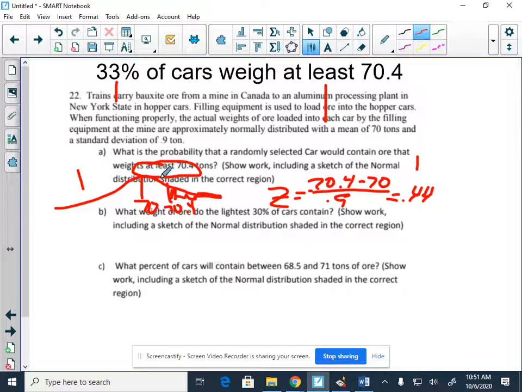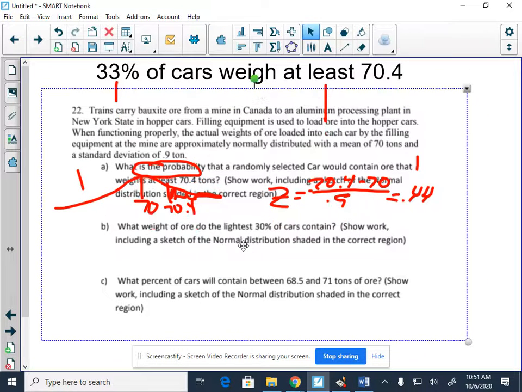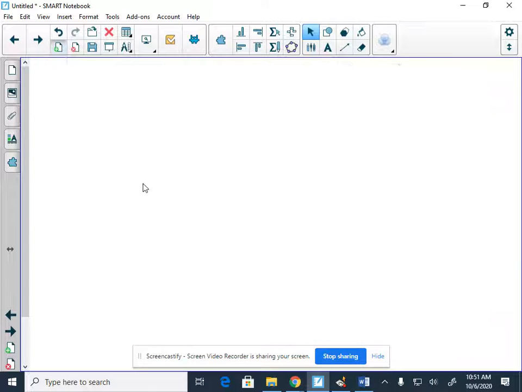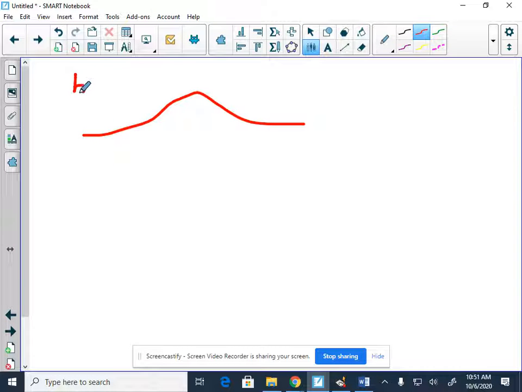Okay. Part B, I'm going to slide this. I'm going to copy this. What are the lightest 30% of cars? So for part B, I'm going to jump to another page here. And we're going to do this one. What's happened to my marker? There we go. Wait, one minute. So part B, lightest 30% of cars.